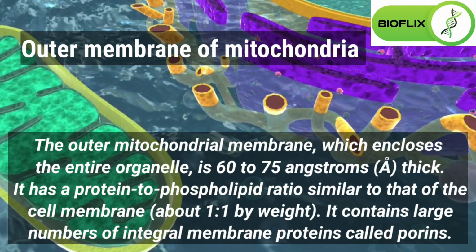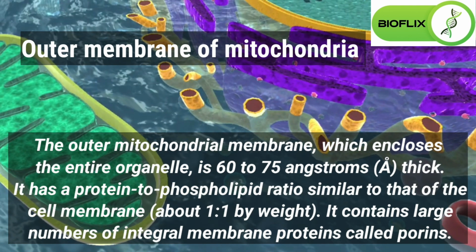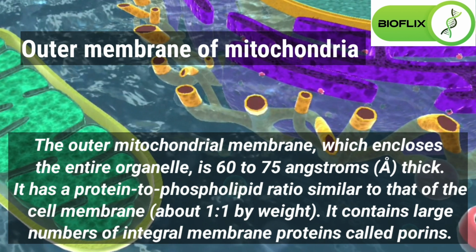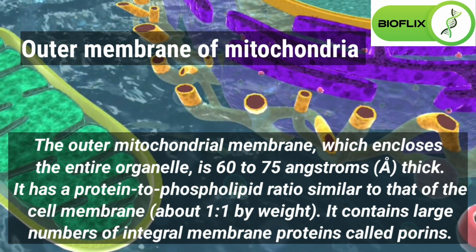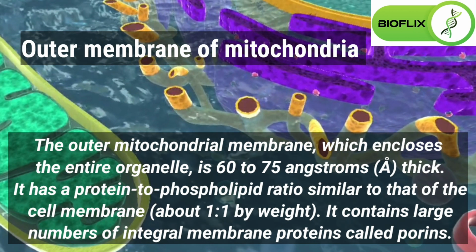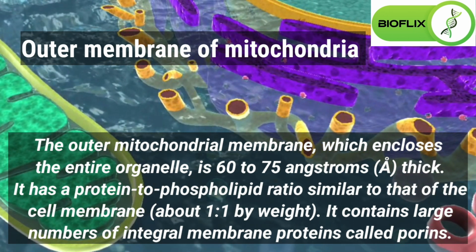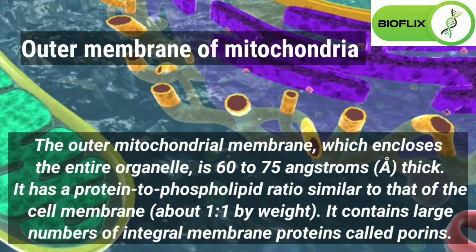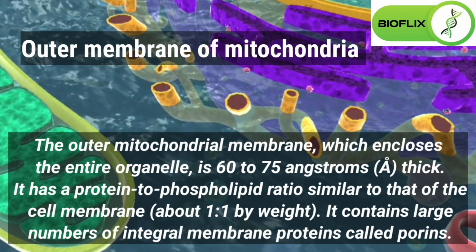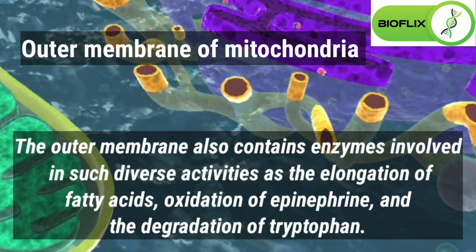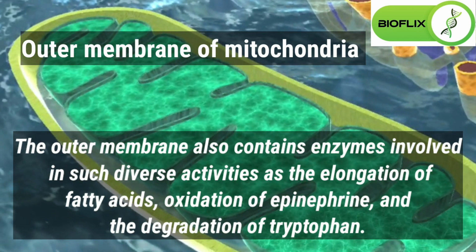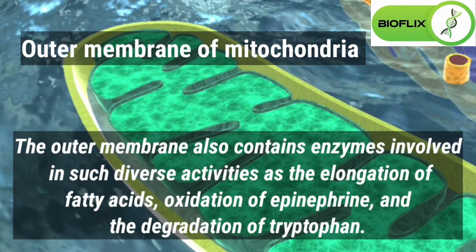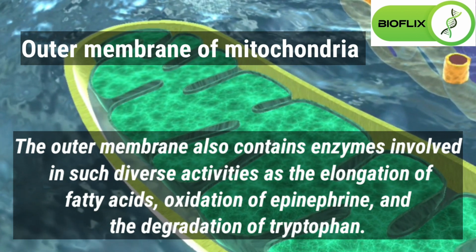The outer mitochondrial membrane, which encloses the entire organelle, is 60 to 75 angstroms thick. It has a protein to phospholipid ratio similar to that of the cell membrane, about 1:1 by weight. It contains large numbers of integral membrane proteins called porins. The outer membrane also contains enzymes involved in such diverse activities as the elongation of fatty acids, oxidation of epinephrine, and the degradation of tryptophan.